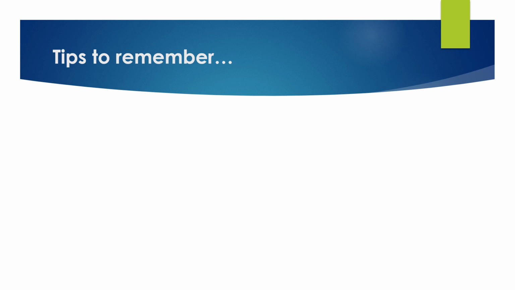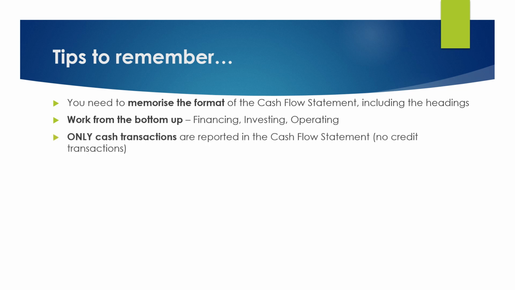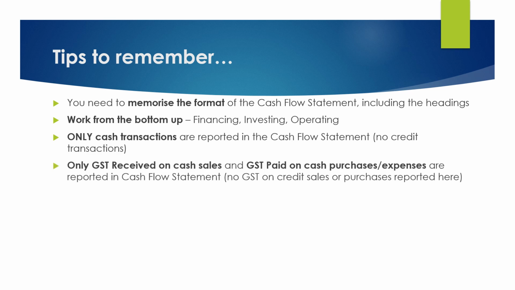Here are some tips that you should remember when you are preparing the cash flow statement. Firstly, you need to memorize the format of the cash flow statement, including the headings. Secondly, work from the bottom up. Start by classifying the items in the financing, followed by the investing activities and operating activities sections. Only cash transactions are reported in the cash flow statement.